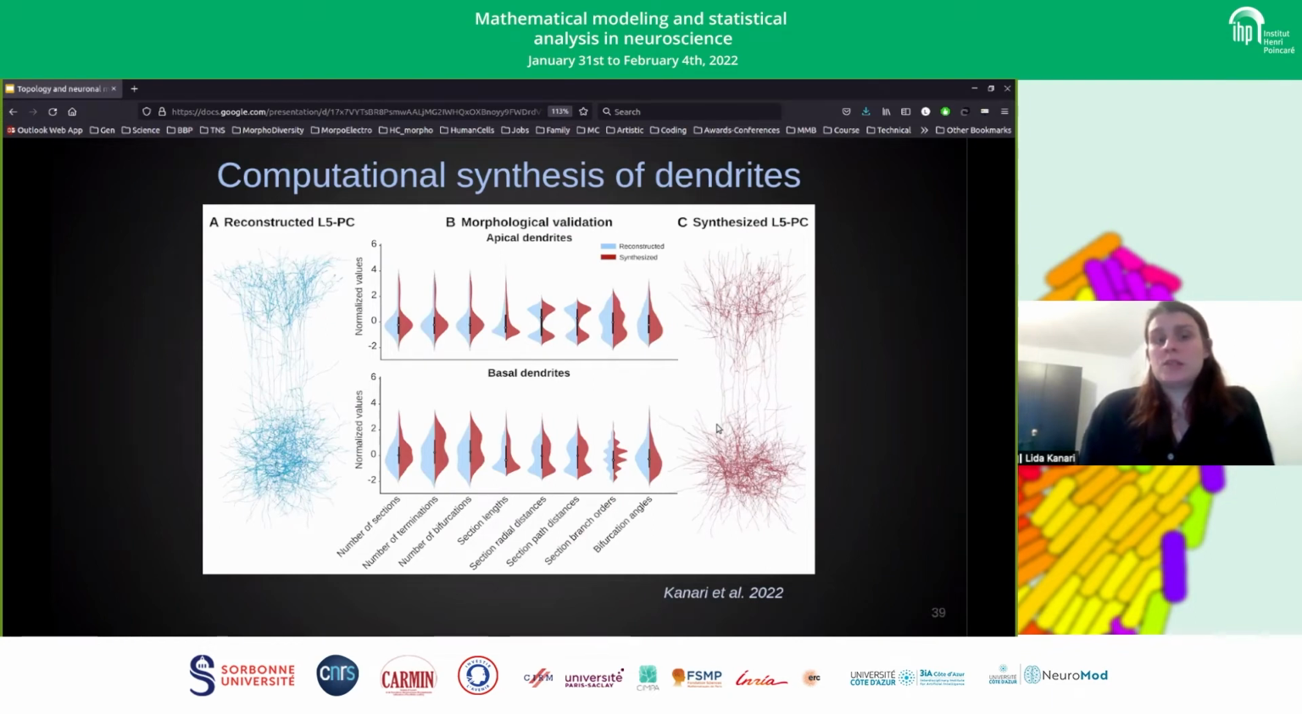Similar to that, we want to study the morphological properties of the cells. So we want to verify that if we generate from 50 cells of a specific type, specifically layer 5 pyramidal cells, any number of artificially generated cells, they will have the same properties. And here you see just a small subset of these properties in which the synthesized and the reconstructed cells have very similar behavior.